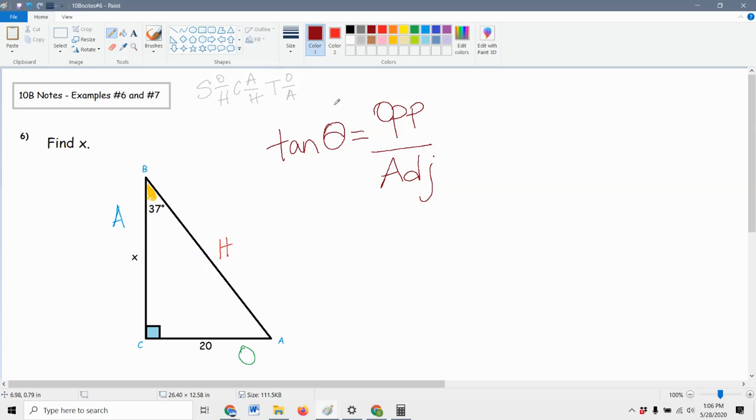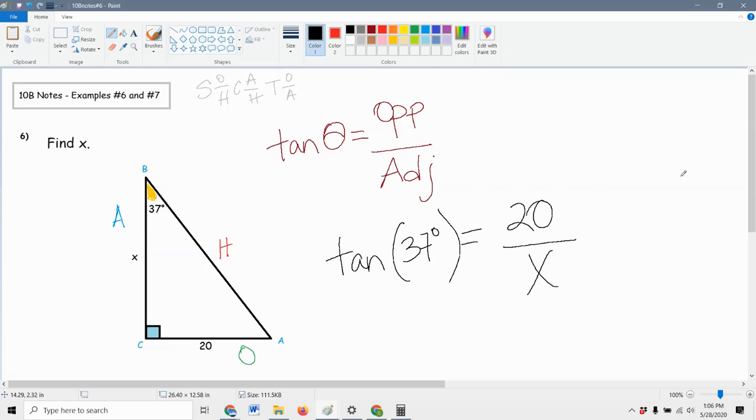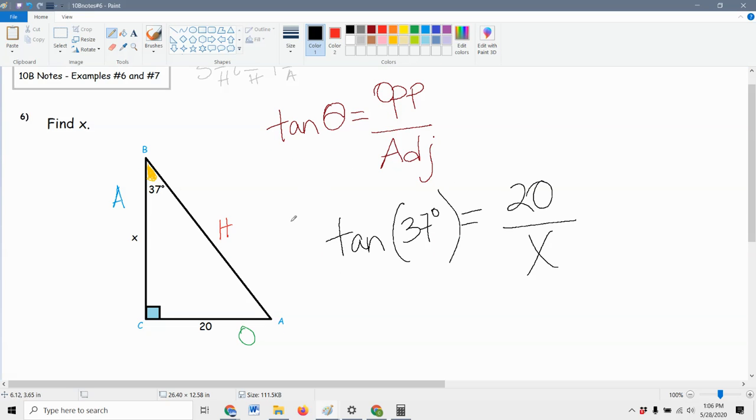And now we'll do just what we did in example 4 and 5. We'll plug into our trig identity. When we're doing that, we want to fill in the measure of our angle. It's still theta. Now, though, we have a value for it, 37 degrees. The measure of the opposite side is 20. The adjacent side is what we don't know yet and has a variable x. We'll go over to Desmos and we'll find out what the value of the tan of 37 degrees is.